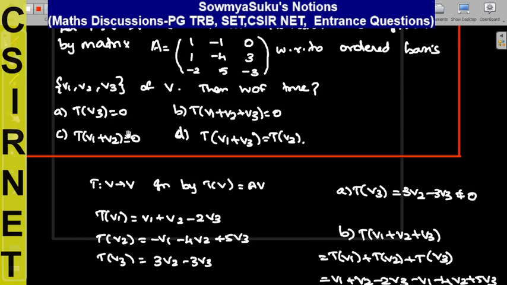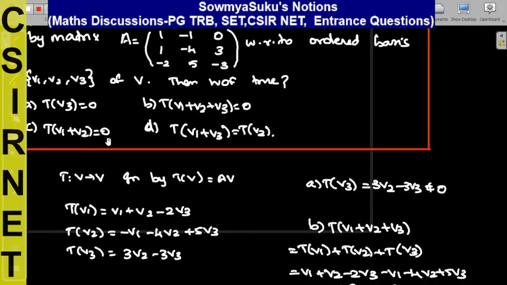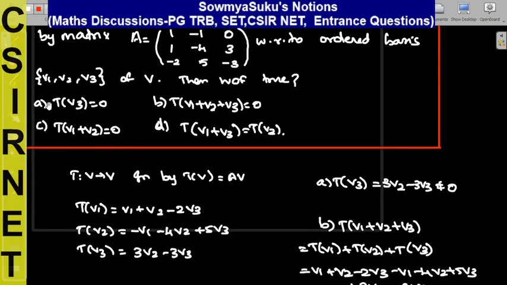Okay. Let's see option-wise. So T of V3 is here 3 V2 minus 3 V3, which is not equal to 0. So our option A is the wrong one. Option A is wrong. Let's see option B.